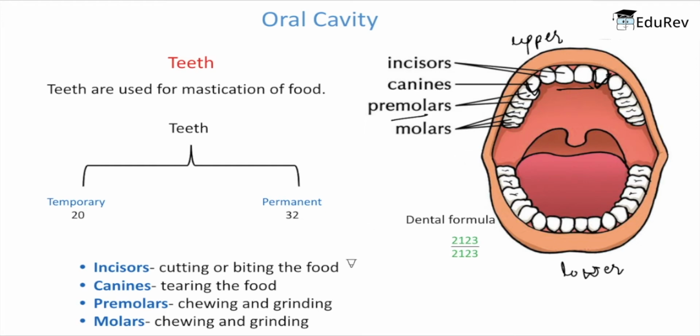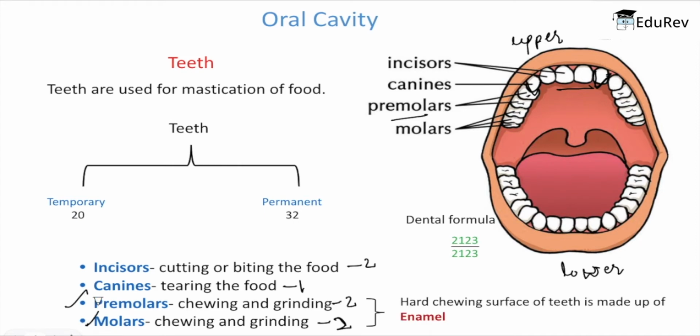Here the first 2 is the number for incisors, and 1 is the number for canines. 2 is again for premolars, and the 3 written here in the dental formula is for the molars. Now specifically on premolars and molars, there is a hard chewing surface called enamel. This enamel is quite hard in nature, so it helps in the mastication of food.